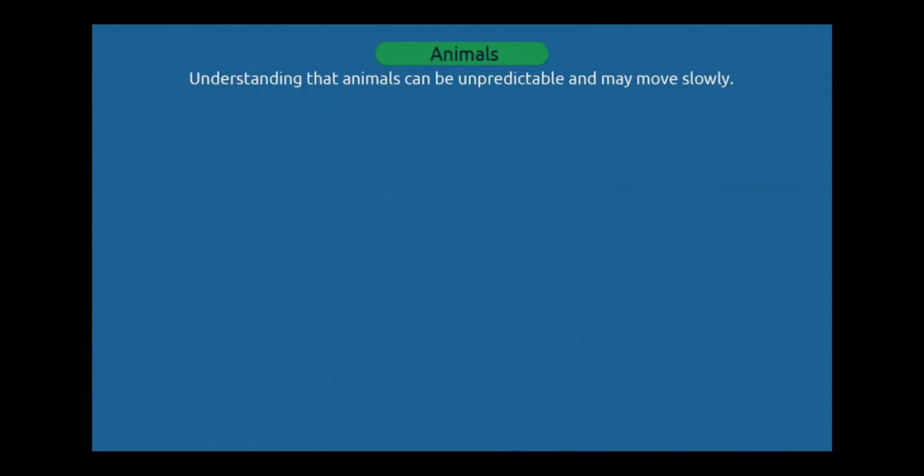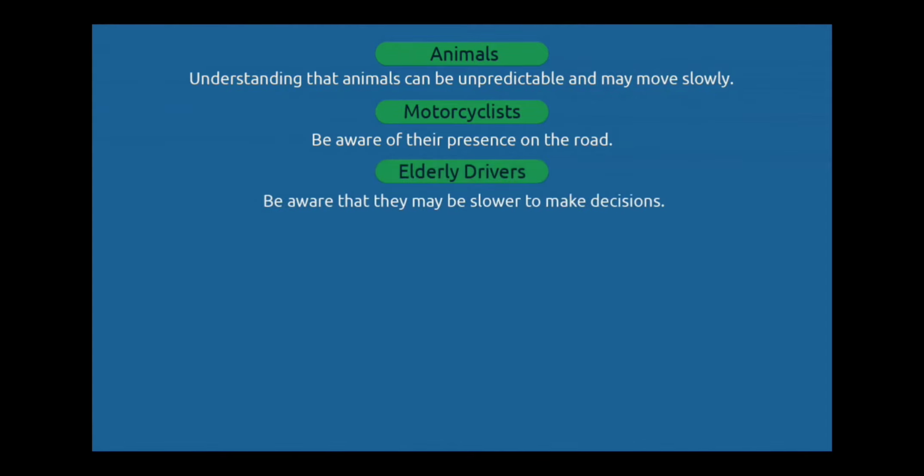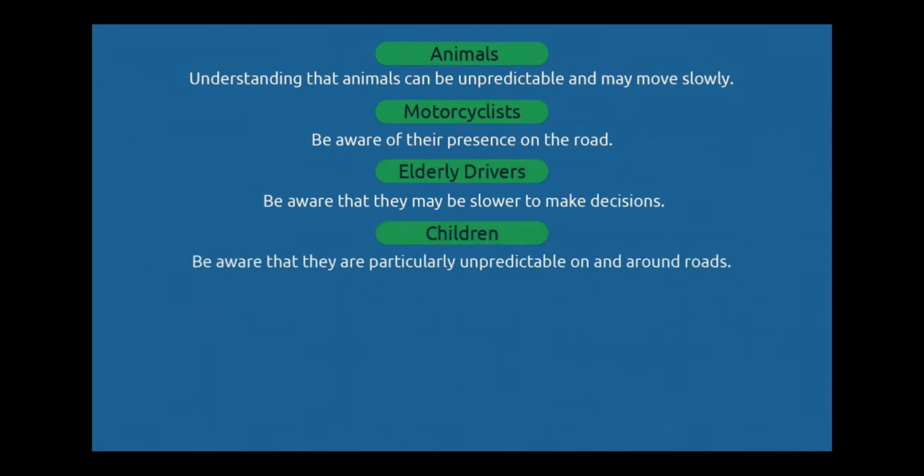Animals. Understanding that animals can be unpredictable and may move slowly. Motorcyclists. Be aware of their presence on the road. Elderly drivers. Be aware that they may be slower to make decisions. Children. Be aware that they are particularly unpredictable on and around roads.